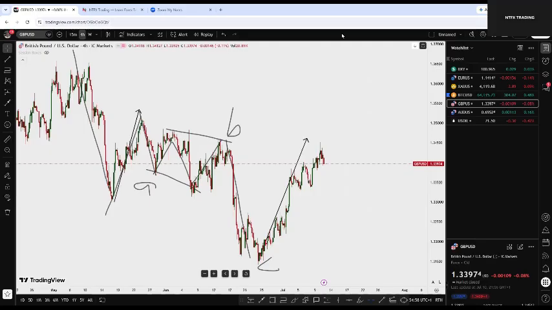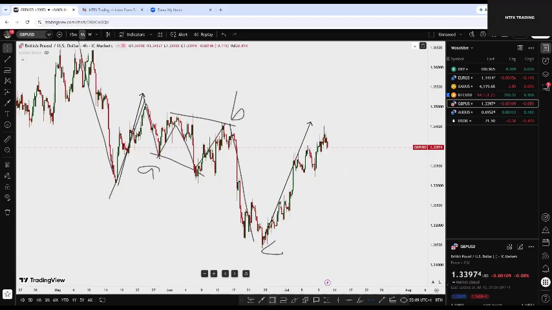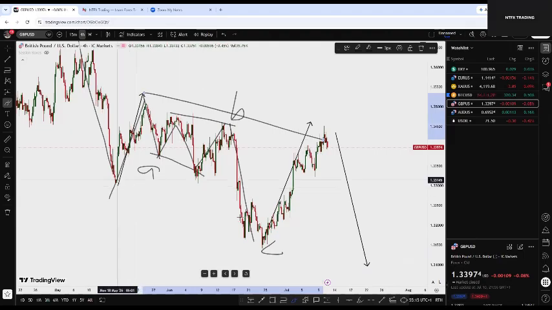Okay, we want to see where it will stop. So if you look at it, it can make a running flat where you can start dropping from here to the downside. Okay, a running flat this way. It will start dropping to the downside.